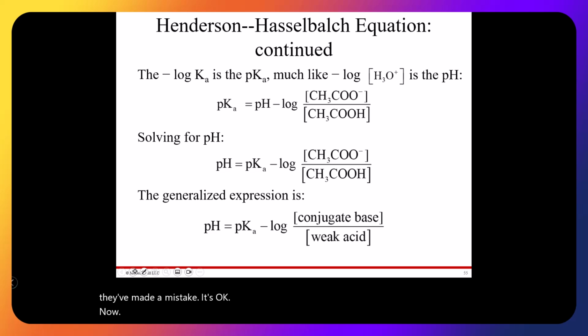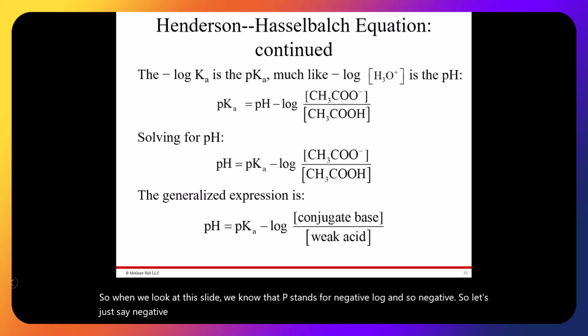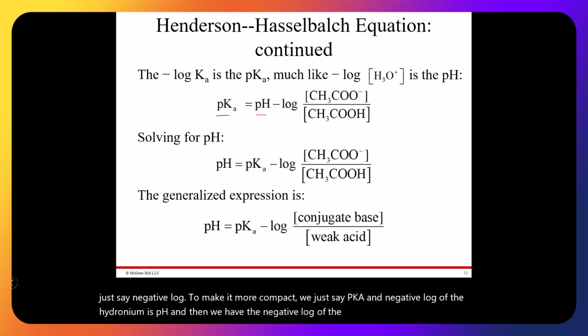So when we look at this slide, we know that P stands for negative log. Instead of saying negative log, to make it more compact, we just say pKa, and negative log of the hydronium is pH, and then we have the negative log of the conjugate base over the acid.